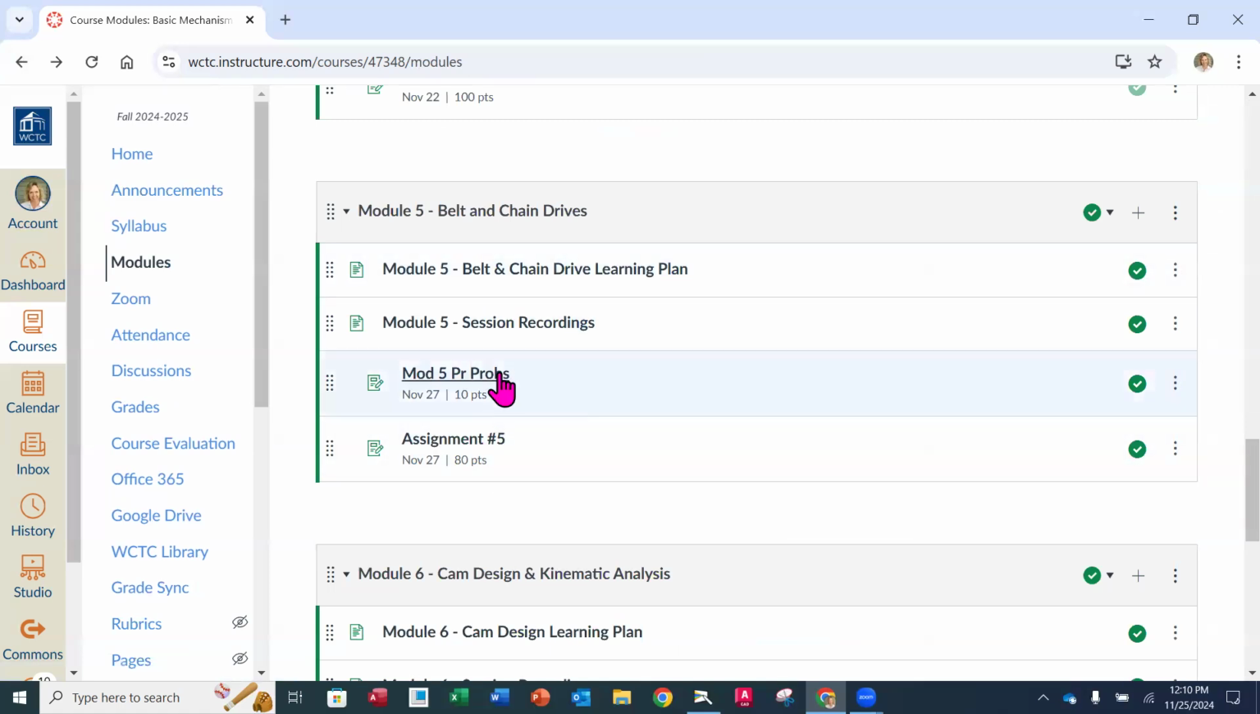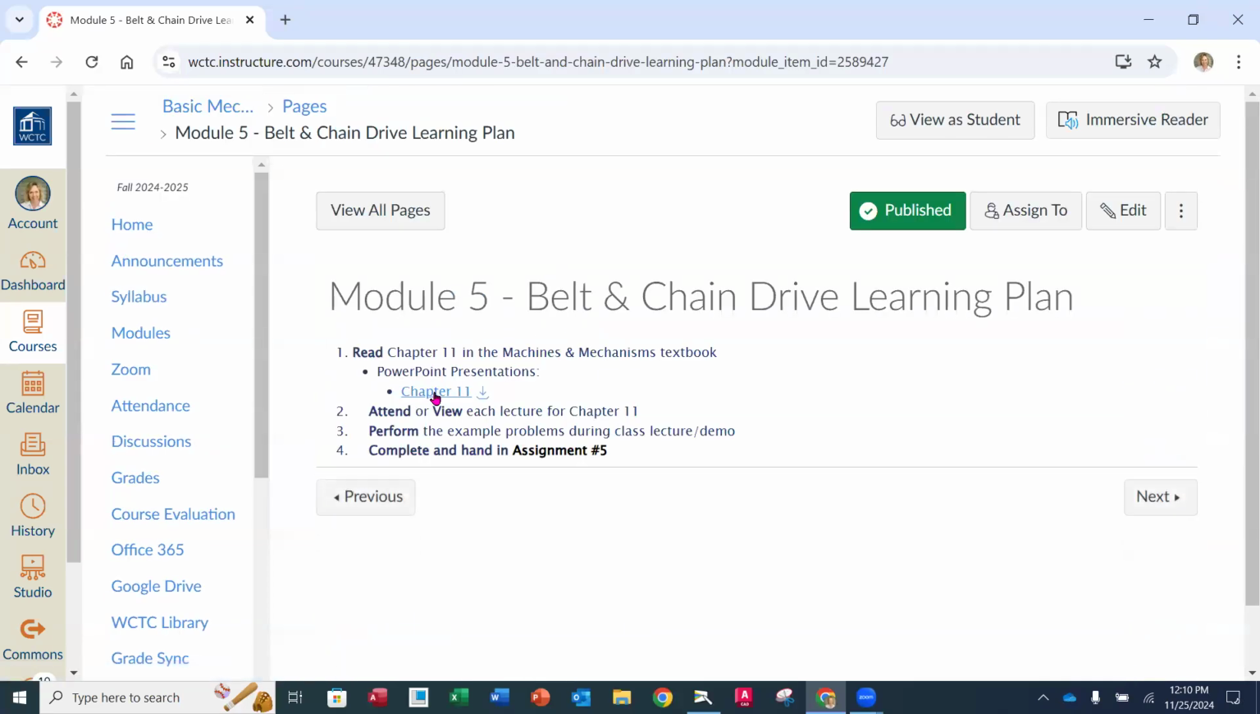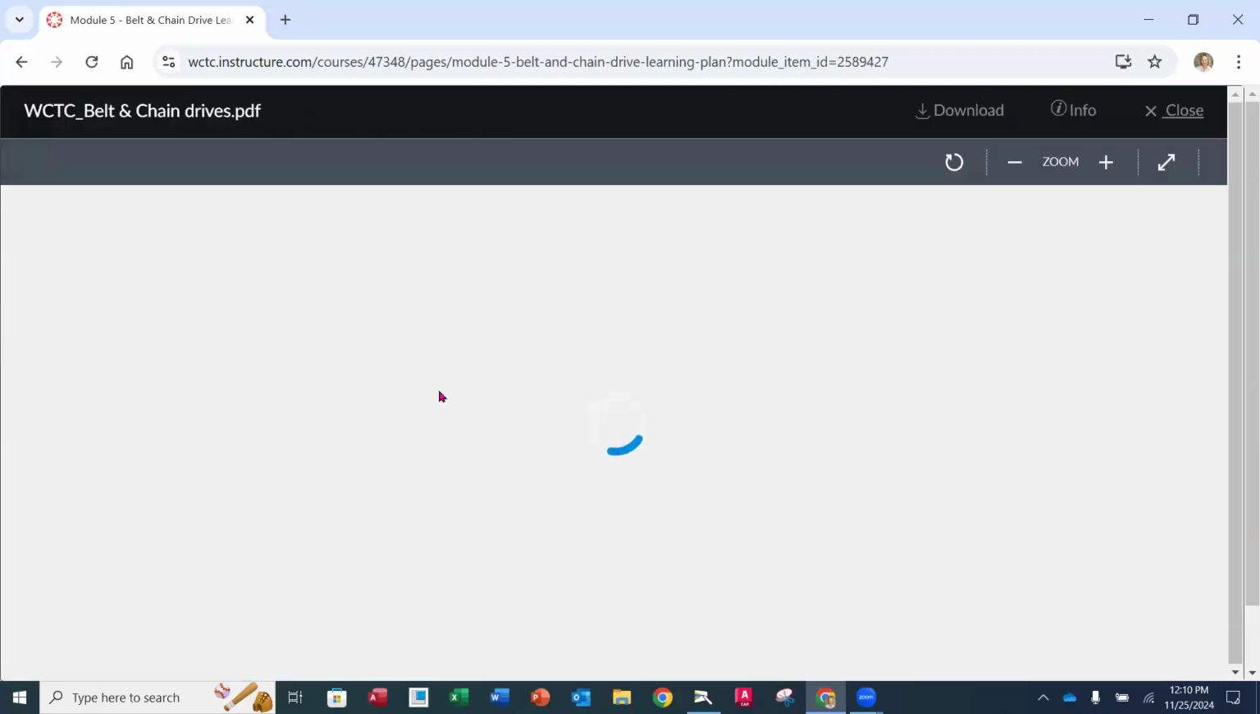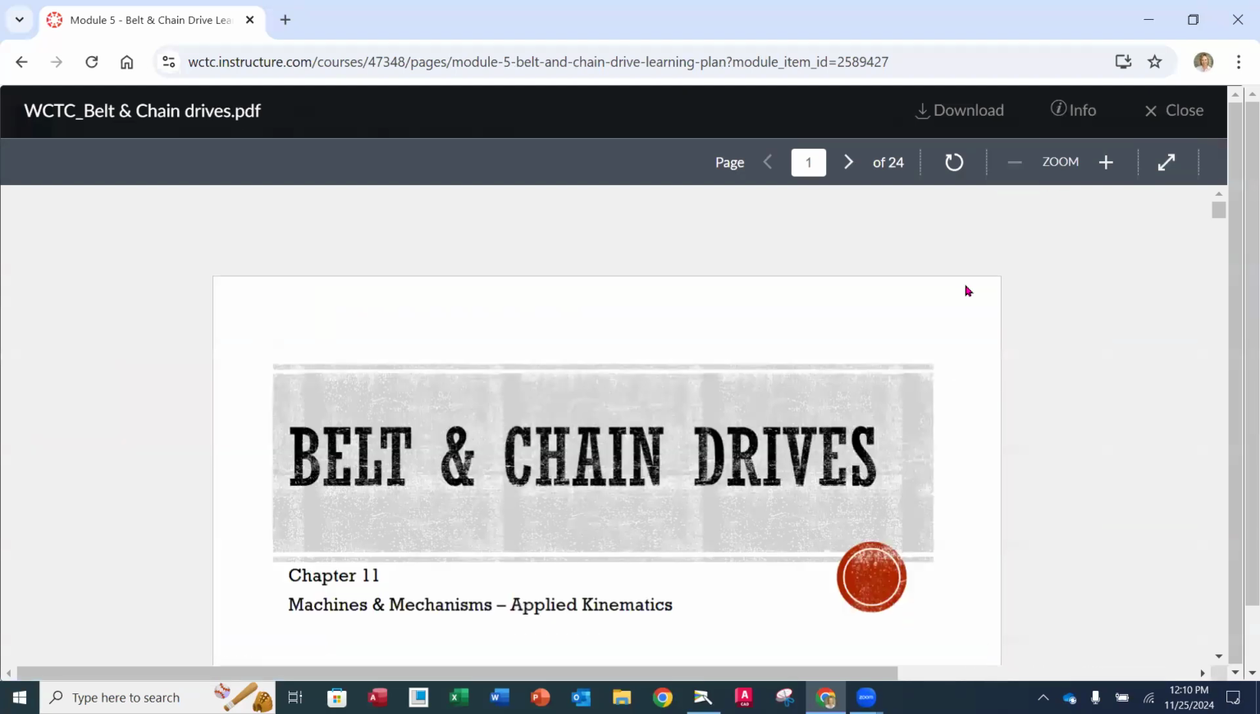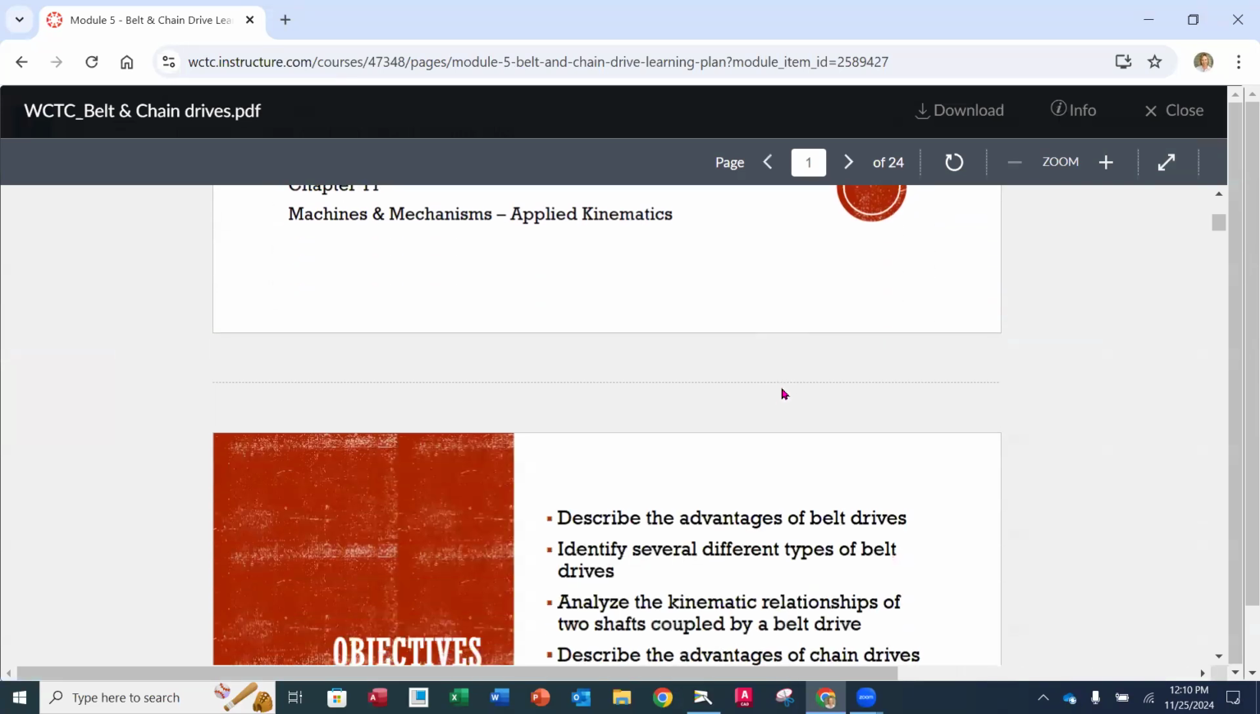So, our same format that we're used to, just a couple of reminders. What I'm going to do is go over to our learning plan, and I'm going to click on our PowerPoint presentation, which is going to correspond to the information found in chapter 11 of our textbook. Okay, so we'll get started here.